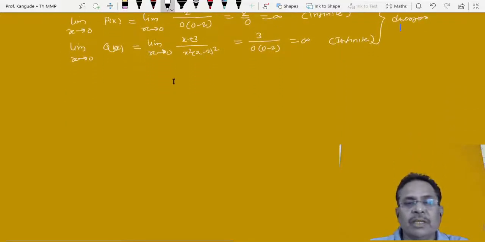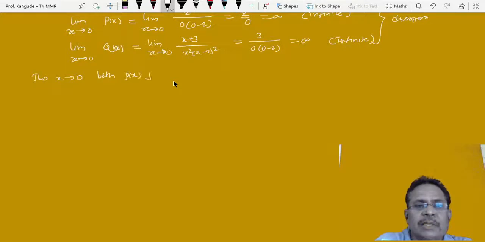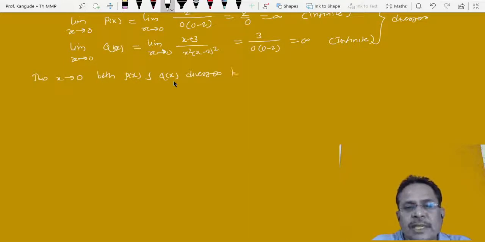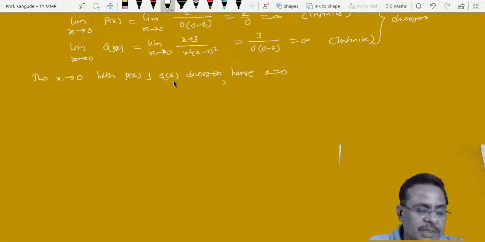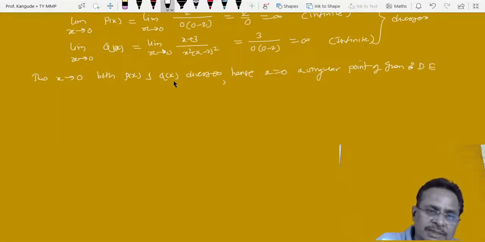Therefore we can conclude that as x tends to 0, both p of x and q of x diverge, hence x is equal to 0 is a singular point of the given differential equation. Now let's test its singularity.